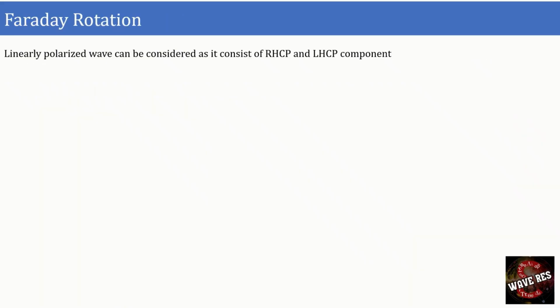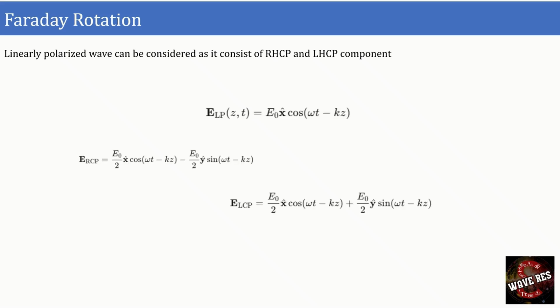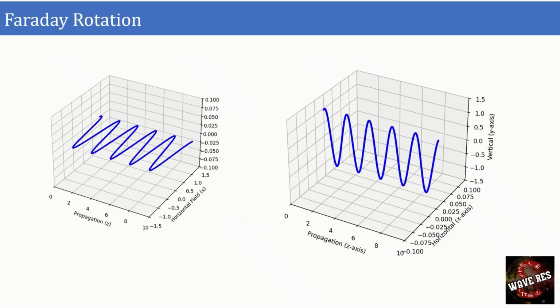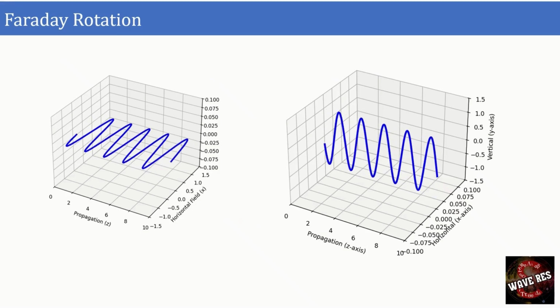A linearly polarized wave can be considered as a combination of a right-hand circularly polarized wave and a left-hand circularly polarized wave. Here you can see that if this is the linearly polarized wave, it can be obtained from a right-hand circularly polarized wave and a left-hand circularly polarized wave by the addition of these two wave components. When a linearly polarized wave passes through the atmosphere, that is through the ionosphere, the interaction with the ionosphere will cause some rotation of this wave.